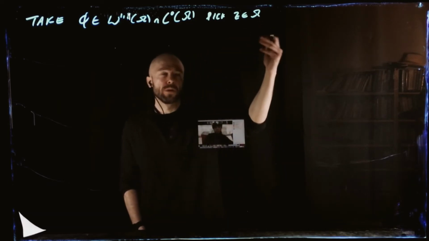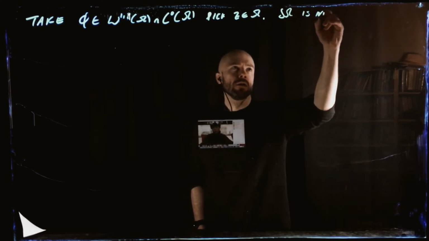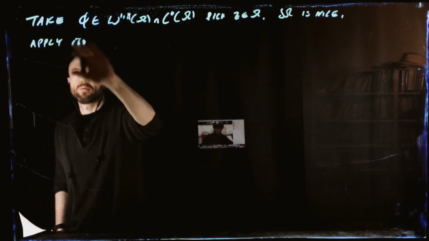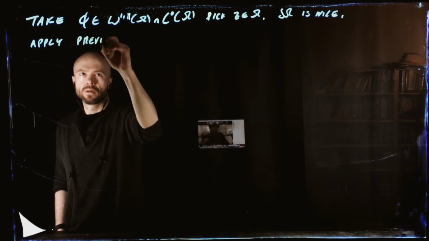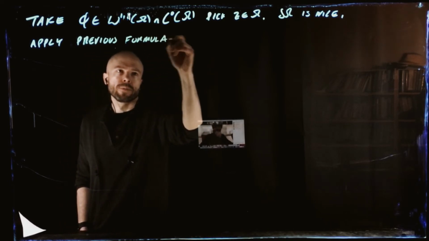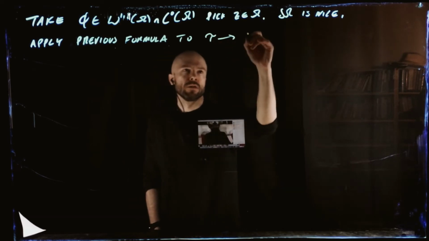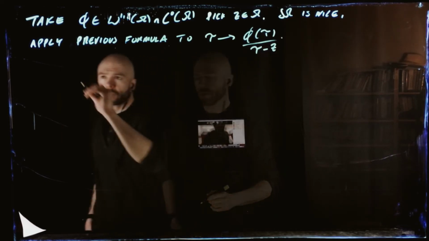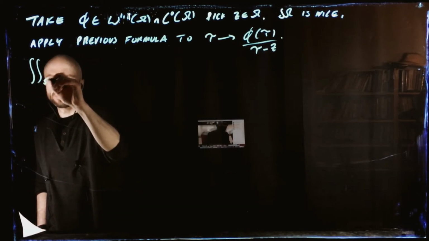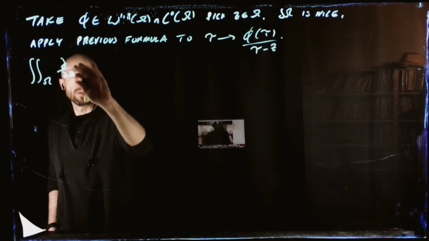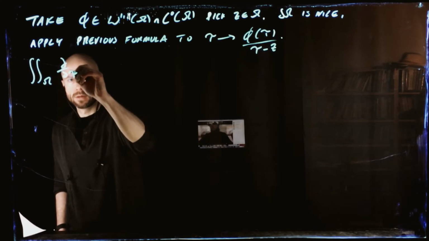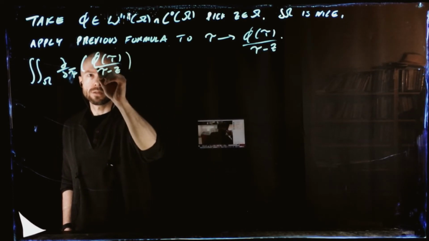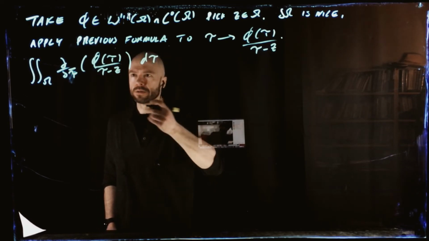Omega is open, it has a nice boundary. And then we're going to apply the previous formula to the function tau goes to phi of tau over tau minus z. What do we know? We know that if we take the double integral over omega of the partial with respect to tau bar, it's a function of tau now, of this thing, phi of tau over tau minus z, and I'm going to write d tau, because I'm integrating with respect to tau.